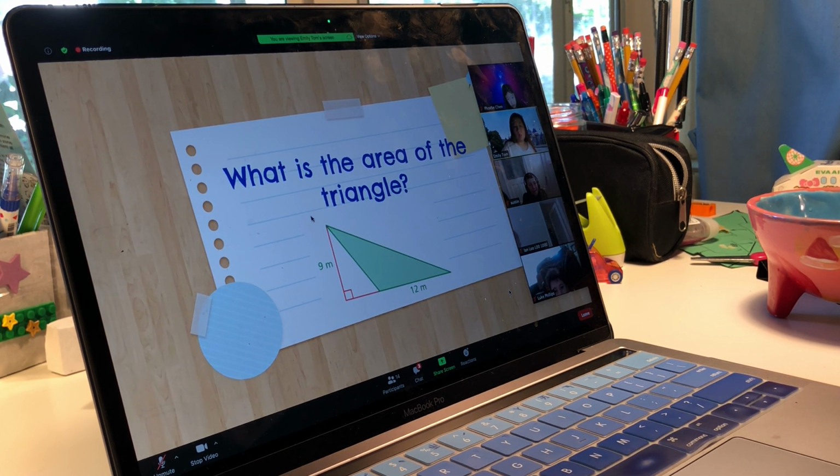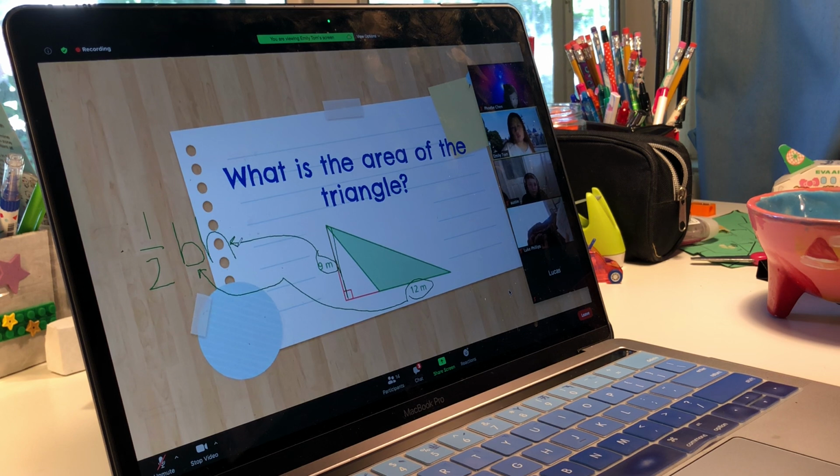Because a triangle, we can make two triangles inside a rectangle. So the formula for a triangle is 1/2 base times height. So when our base right here is 12, that's what we plug in for the B. And then our height right here is 9, so we plug this in for the height. Does that make more sense?